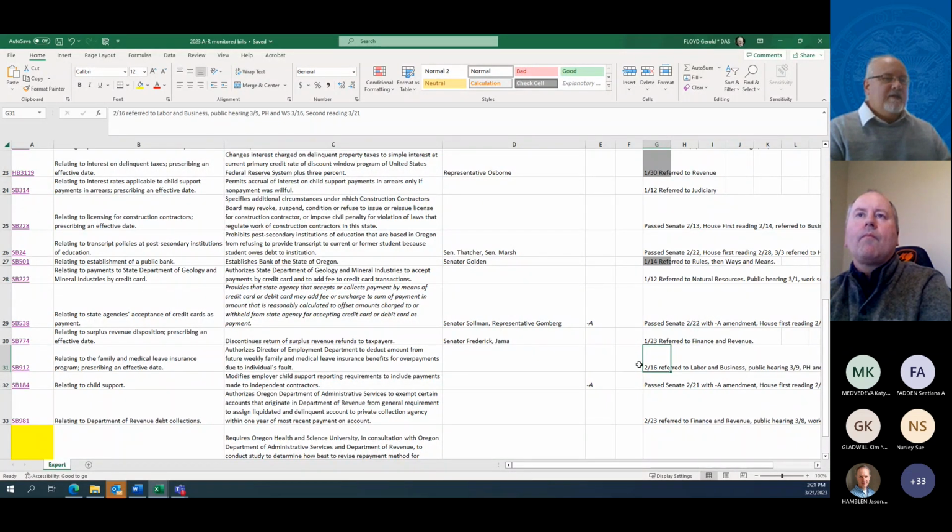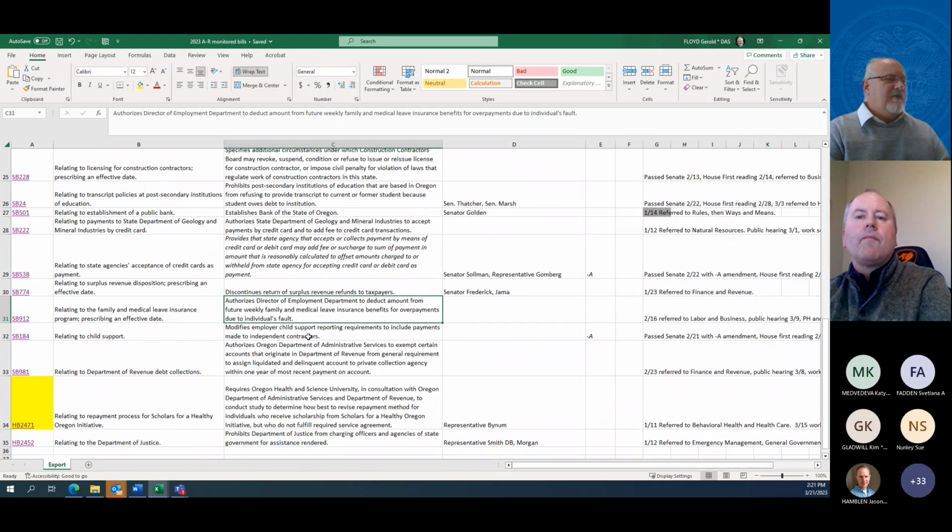So we've also had a little bit of movement on Senate Bill 912, which authorizes the Employment Department to deduct future weekly and family medical leave insurance benefits for overpayments that were the individual's fault. They already have some language to that effect, but I think this is specifically on the family and medical leave insurance versus like the unemployment insurance.